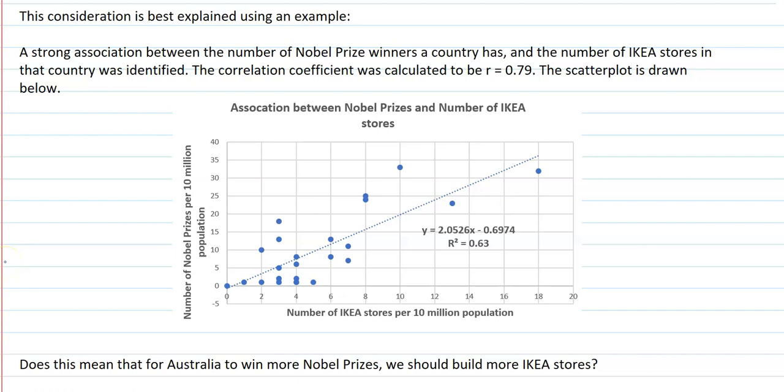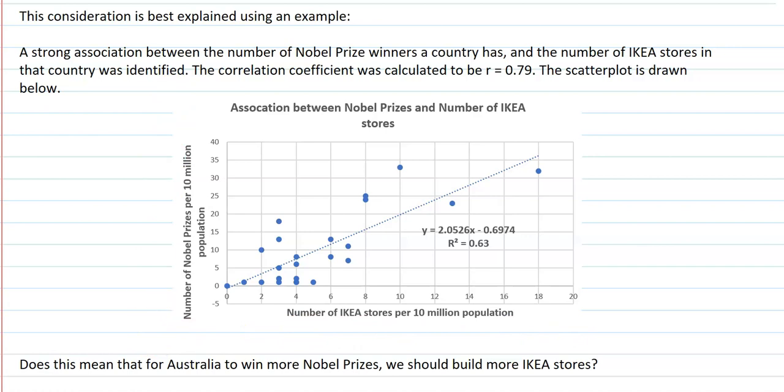The example we're going to look at has a strong association between the number of Nobel Prize winners a country has and the number of IKEA stores in that country. The correlation coefficient calculated for this association is 0.79. So that's a pretty strong positive value. In the scatter plot composed from the data collected, you can see that we do see a fairly strong correlation between the number of IKEA stores and the number of Nobel Prize winners.